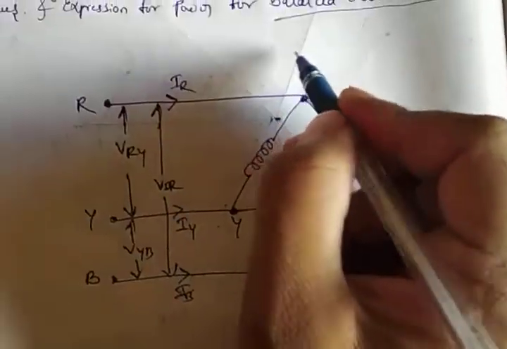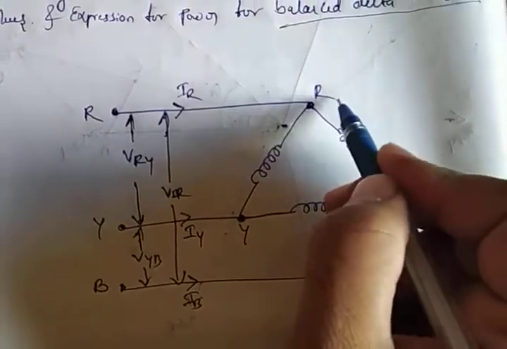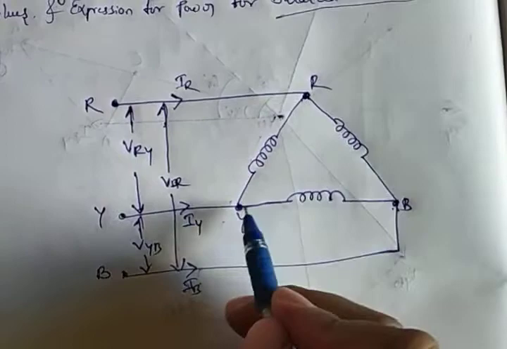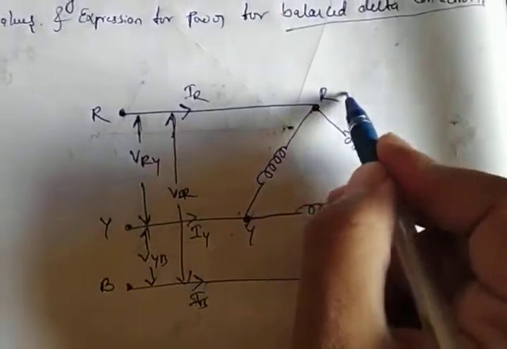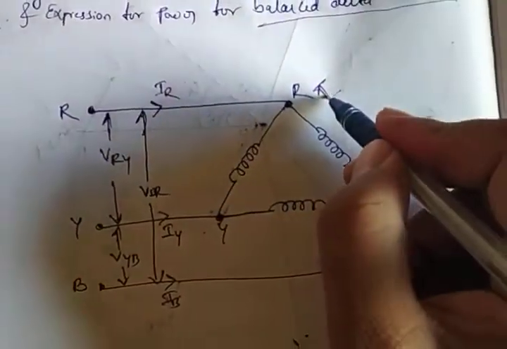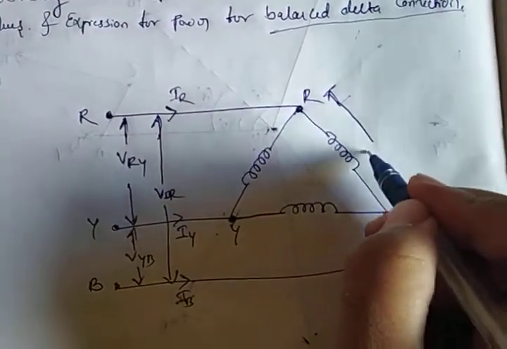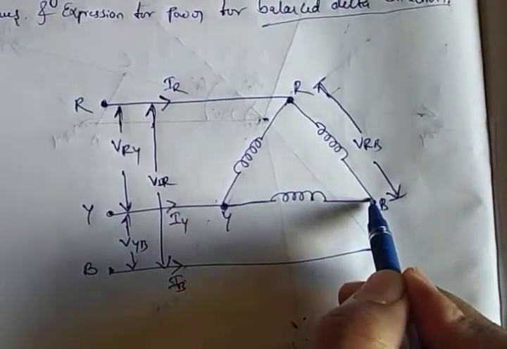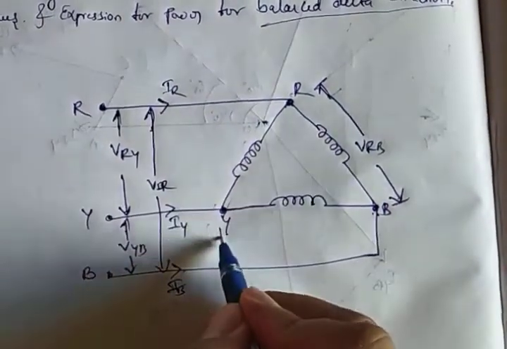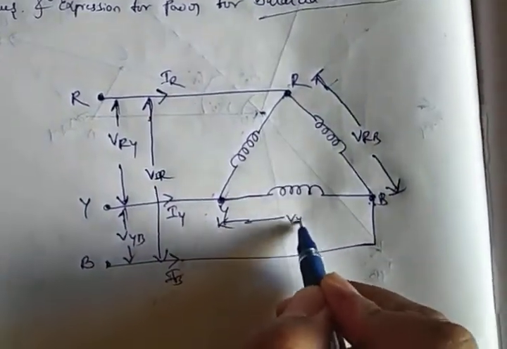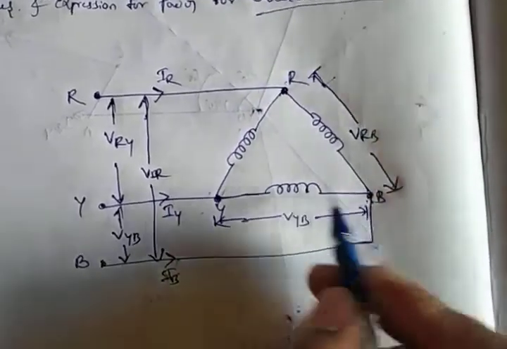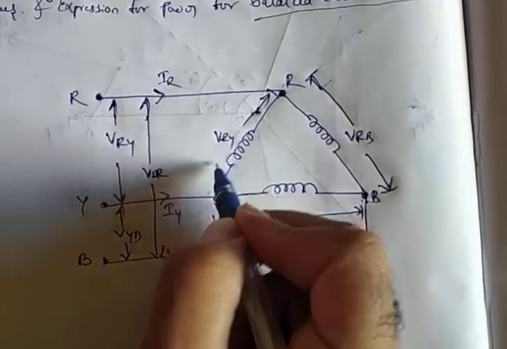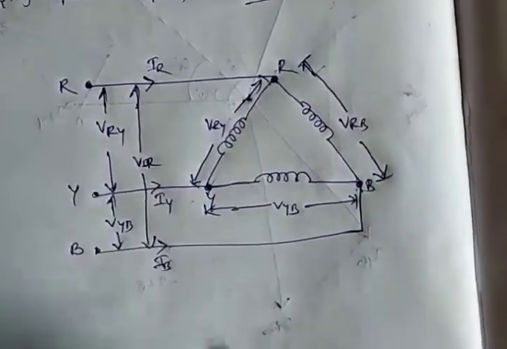Similarly, at the load side, the voltage between this phase R and B is connected, B and Y connected, Y and R connected. That's why the voltage between this phase is VRB, because R and B are connected. Similarly, here VYB, and here VRY. These are the three phase voltages.